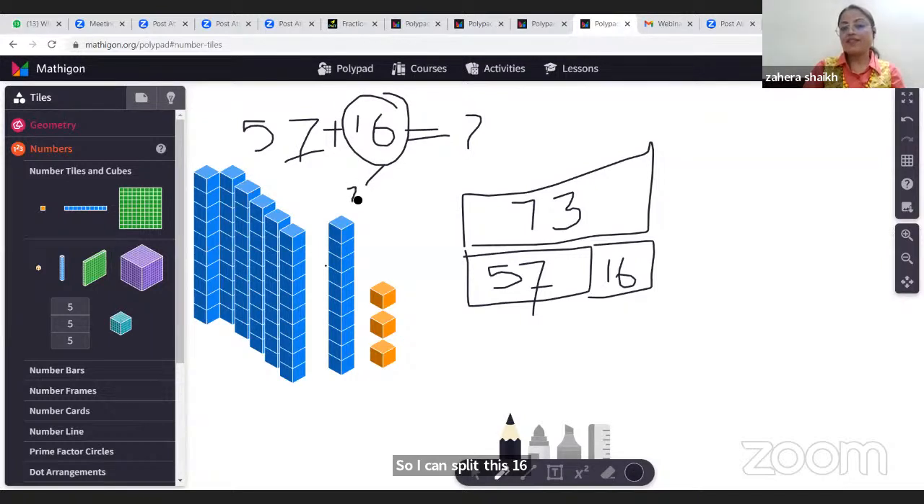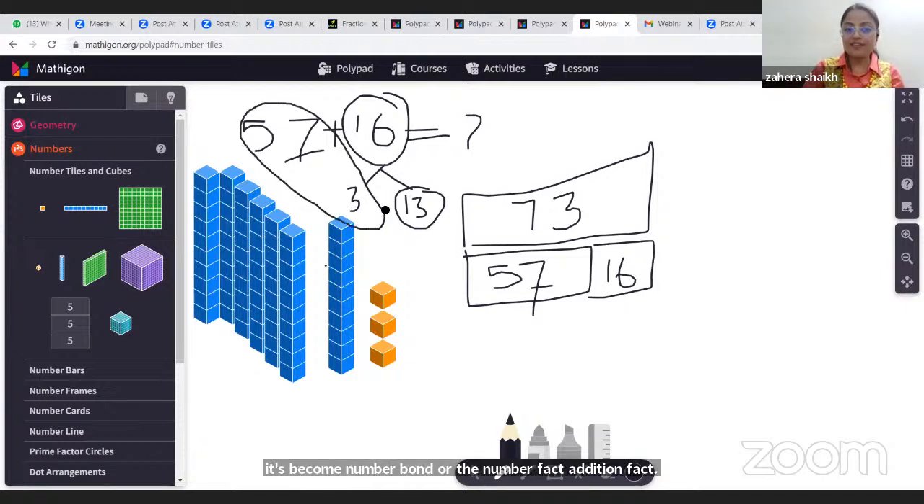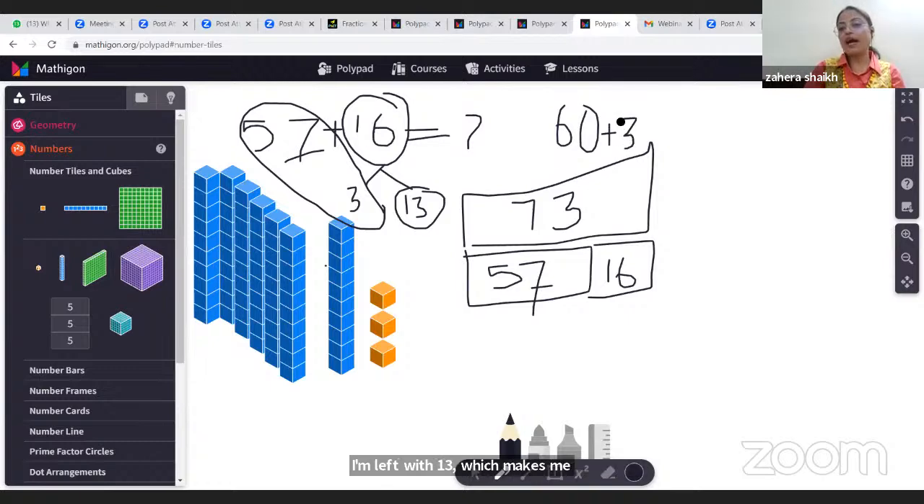into 3 and 13. What I'm exactly doing is just trying to break this number into two parts, which I have already learned in my previous lesson. If I can break a number into two different parts, it becomes a number bond or the number fact, addition fact. So now I can combine this 57 and 3 to make 60, and I'm left with 13, which makes it easier to add the number with tens, right? So easily I can add that 60 and 10, which makes 70, and this 3.